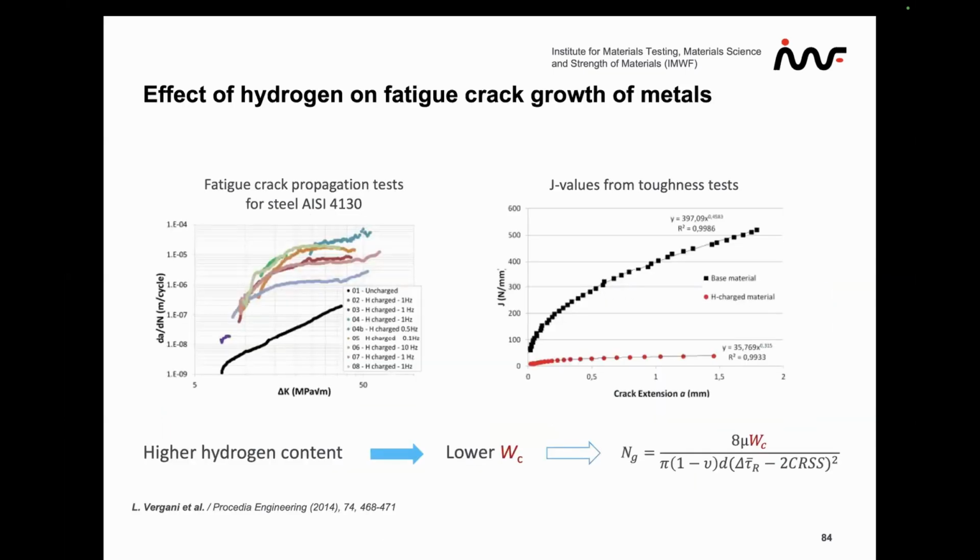Now, hydrogen again is known for its strong decrease in the J values, and this is basically due, in the fatigue regime, at least, to the lower WC value.